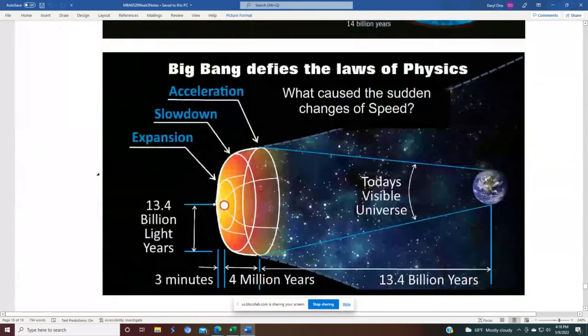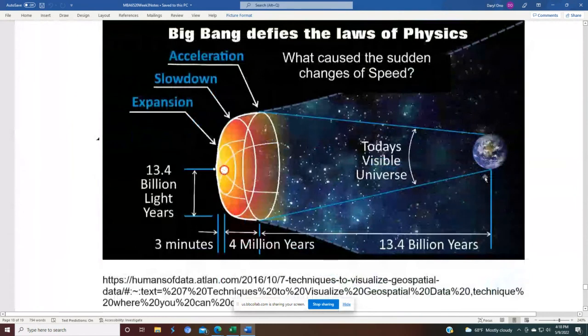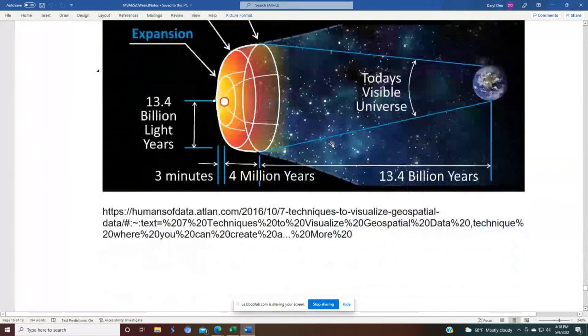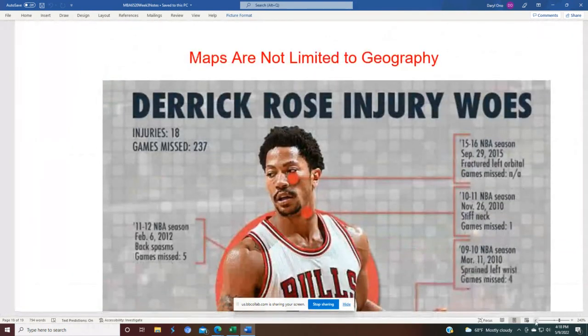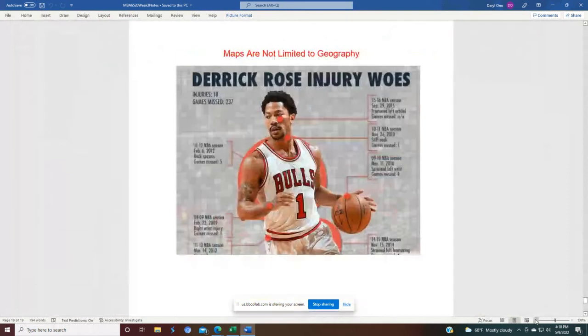Flow diagram. Okay. Again, flow diagram. That was our last one here.